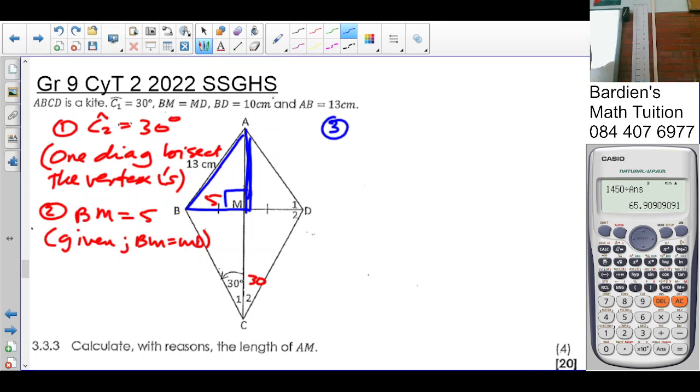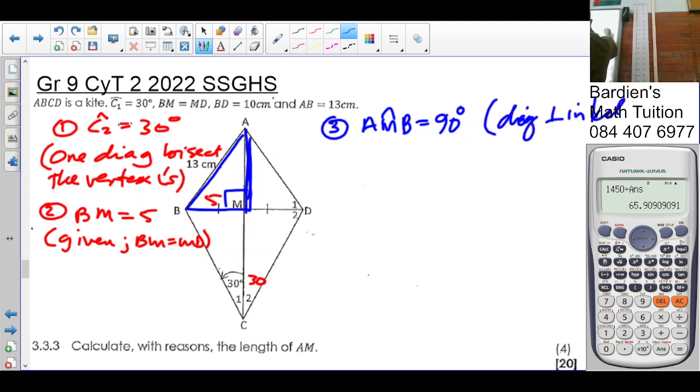Right, that is 90, not so. So we need to say first that AMB is equal to 90 degrees. Why? Because the diagonals are perpendicular in a kite. You have written that, I give you a mark for it. Now it's a right angle triangle, now I can apply Pythagoras. Can you see that, people? You can't apply Pythagoras in any triangle. It has to be a right angle triangle.